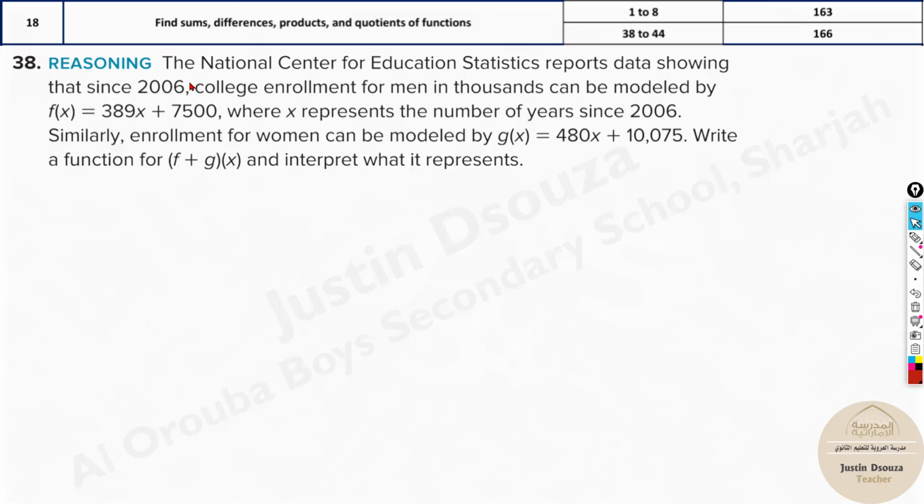Let's look into this. The National Center for Education Statistics reports data showing that since 2006, college enrollment for men, in thousands, can be modeled by this function here, where x represents the number of years since 2006. Similarly, enrollment for women can be modeled over here. Write a function f of x plus g of x and interpret what it says. So now they have just told us to add these two functions. Okay, let's add them up.